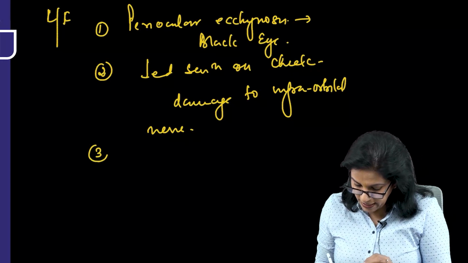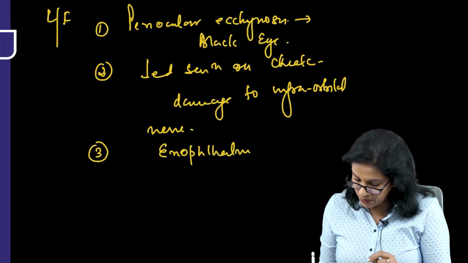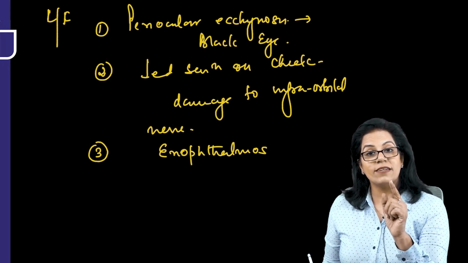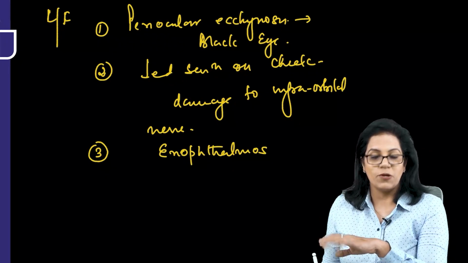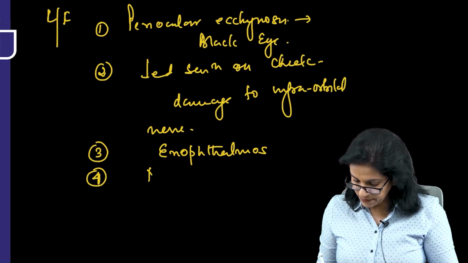Then what else are you going to get? Just as you saw in that clinical slide, the eye had gone inside. This is called enophthalmos. So in Horner's you had learned apparent enophthalmos. This is true enophthalmos. And of course there can be diplopia, right?